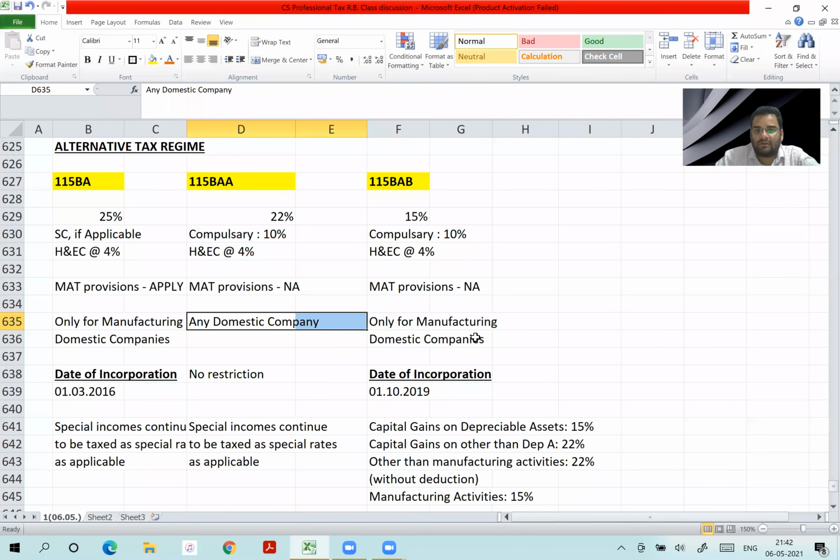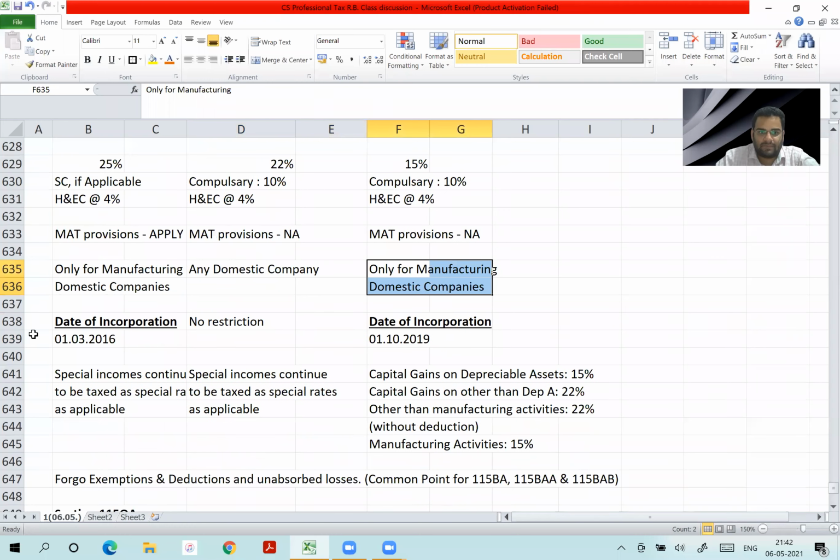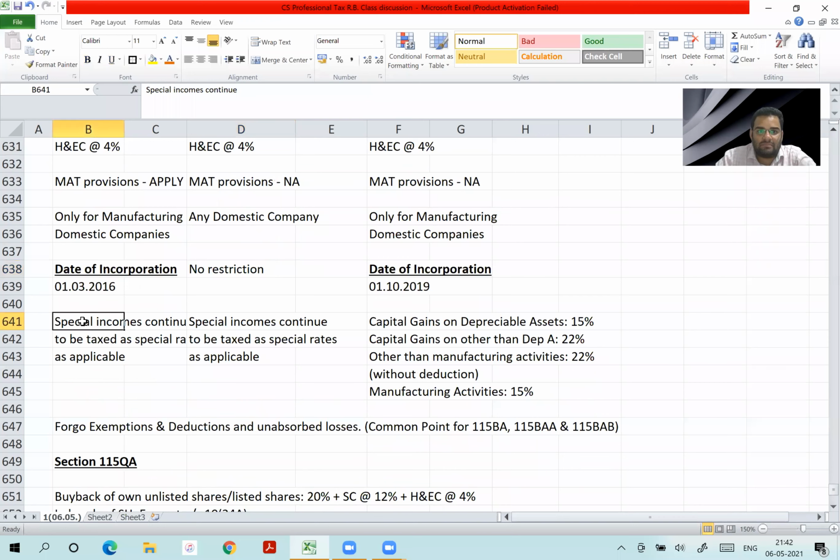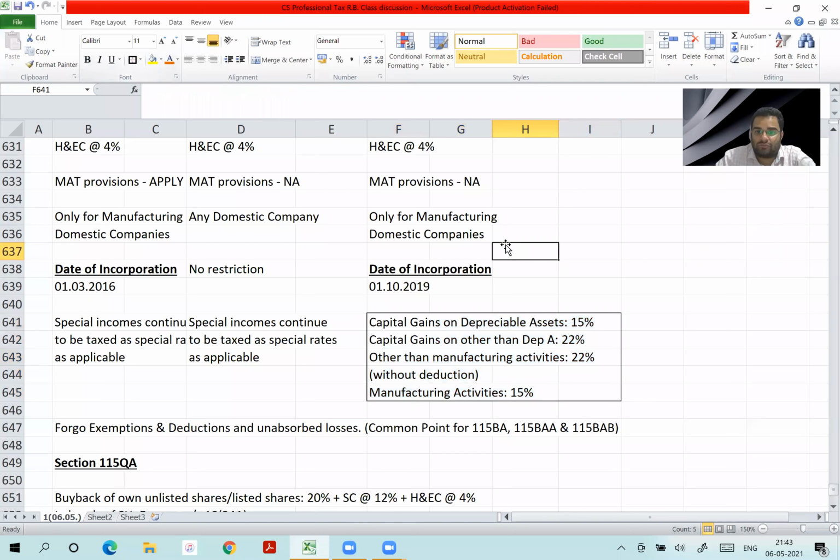Again, this is for only manufacturing domestic companies. Date of incorporation, there is some restriction on or after these dates here and here in BA and BAB. In BAA, no such restriction. Special income continues to be taxed at special rate as applicable. Again, same, special income continues to be taxed at special rate as applicable. And here they have given you rates of tax for different incomes in case of application of 115BAB.